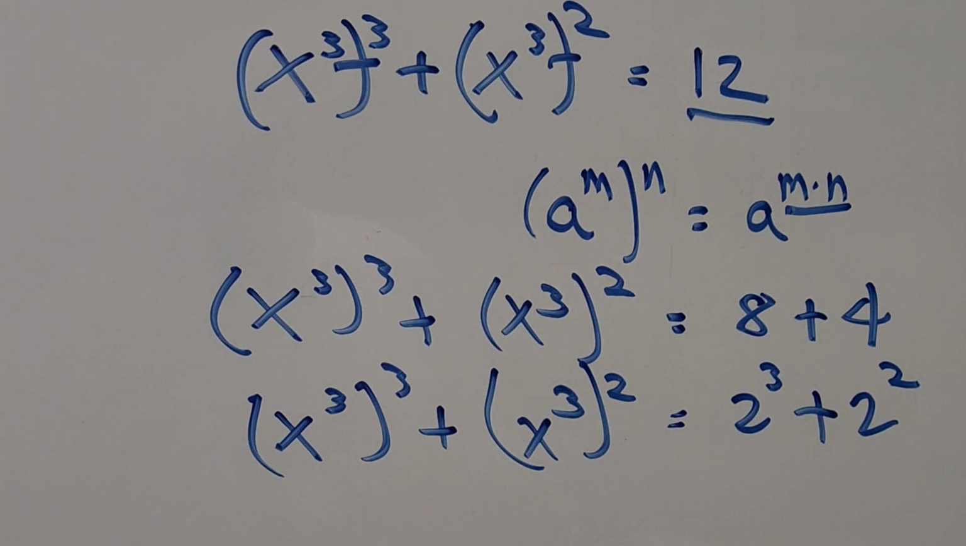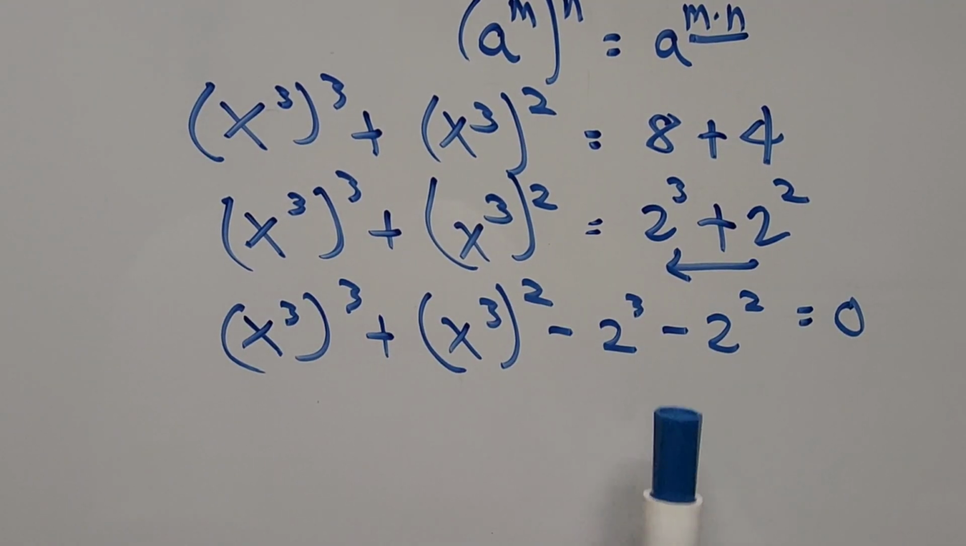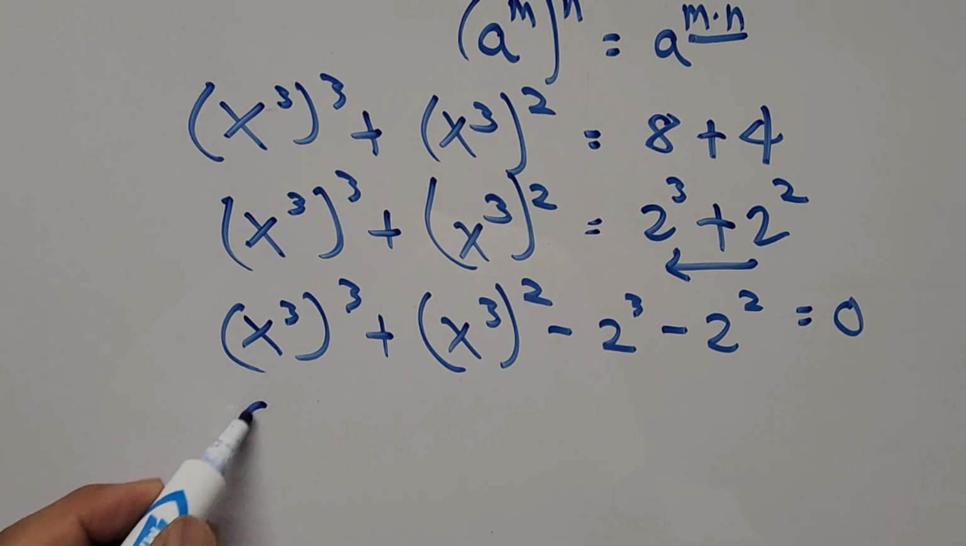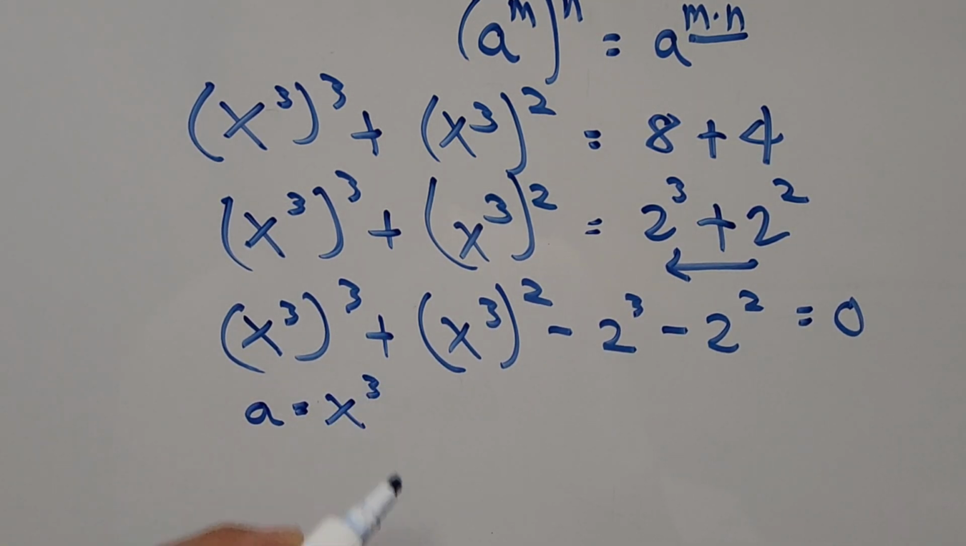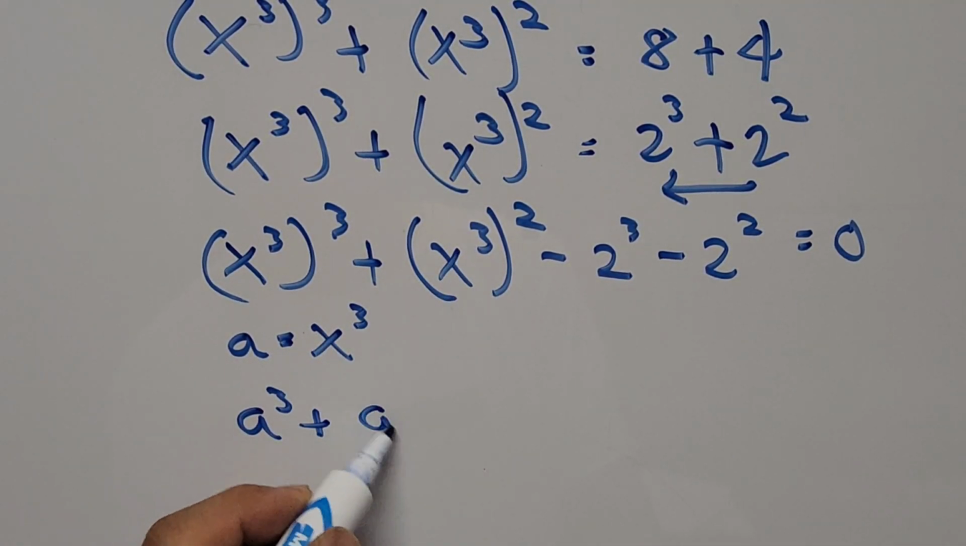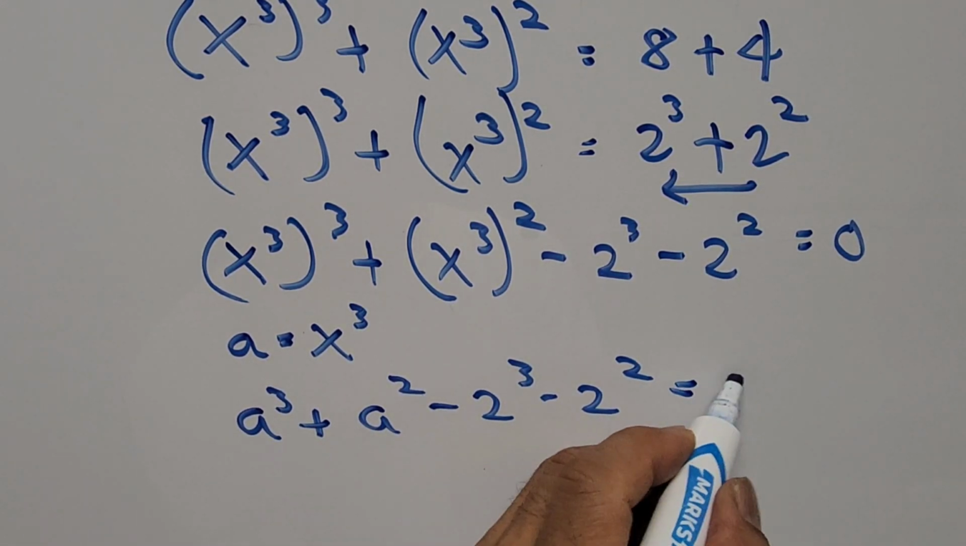So now let's move the constant terms to the left side of the equation. Now we can combine those terms with the same exponent, right? And since we have x cubed, base x, the same base x, we can substitute x cubed with another variable. So let's use a as the value of x cubed. And so now we have a cubed plus a squared minus 2 cubed minus 2 squared equals 0.